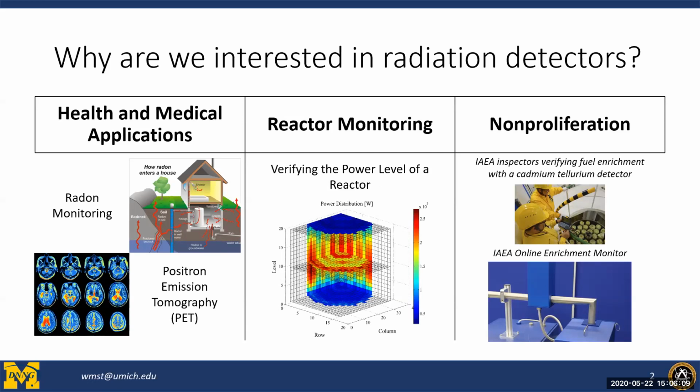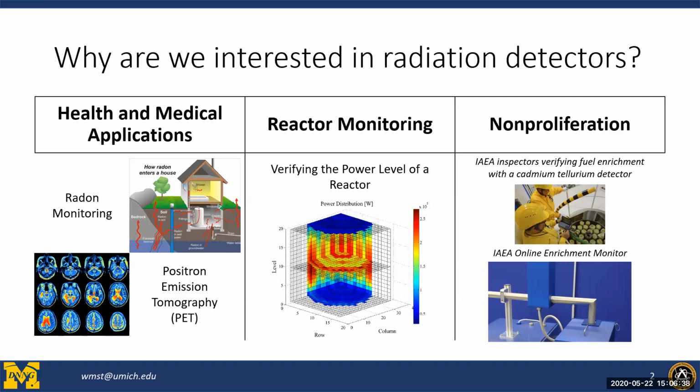Of course, as Chris presented yesterday, there's also huge medical applications of radiation imaging and detection. So for instance, if we have positron emission tomography, PET, where they put a positron source in you and image that, we have to have a method for detecting those 511 keV photons that leave you and be able to reconstruct that.